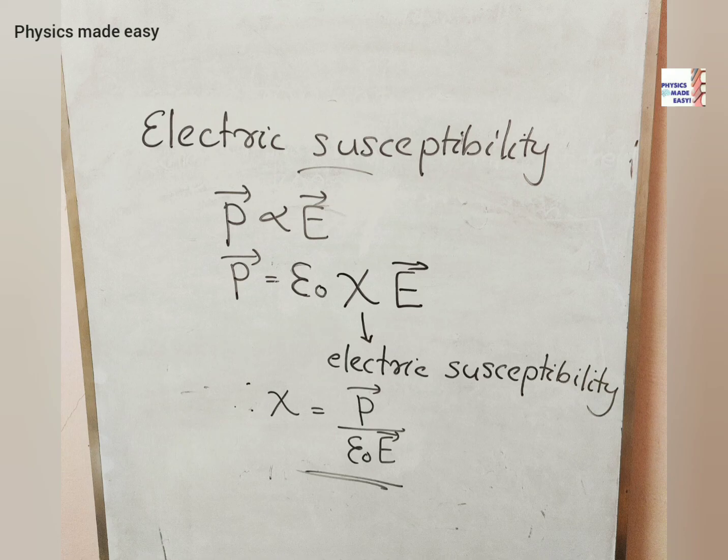Electric susceptibility. If the field E is not large, then polarization P is proportional to the resultant field E existing in the dielectric. P proportional to E, that we can write as P is equal to epsilon 0 chi E. Here chi is the proportionality constant called electric susceptibility. From this we can write chi is equal to P by epsilon 0 E. Thus, the ratio of polarization to epsilon 0 times the electric field is called the electric susceptibility of the dielectric. The dielectrics with constant chi are called linear dielectrics.